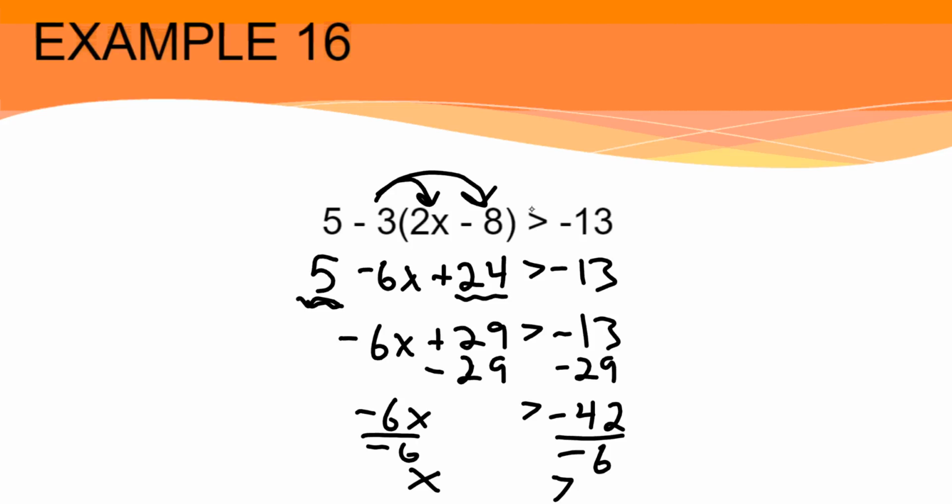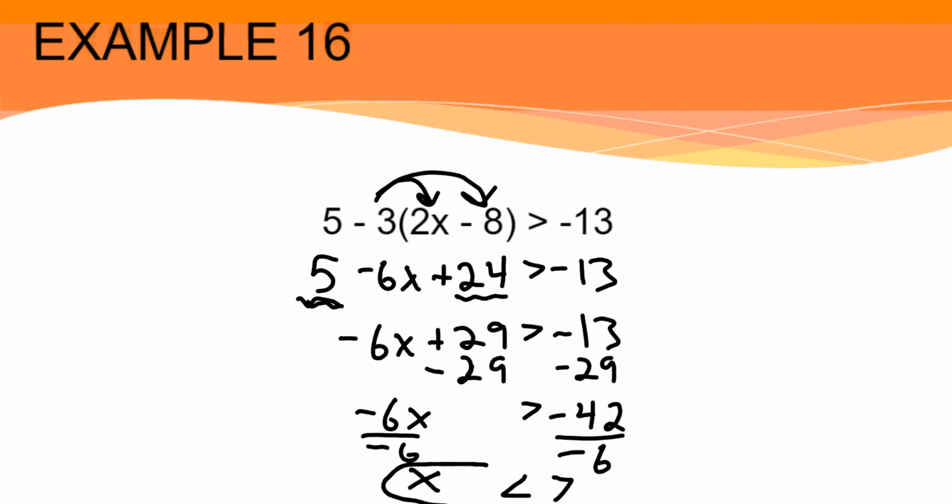The only thing I still need to worry about is that if this was an equal sign, it would just drop down equal the whole time. Since it's a greater than sign, it stays greater the whole time, except for right here: if I divide by a negative, then it switches to a less than sign. So my answer ends up being x is less than 7.